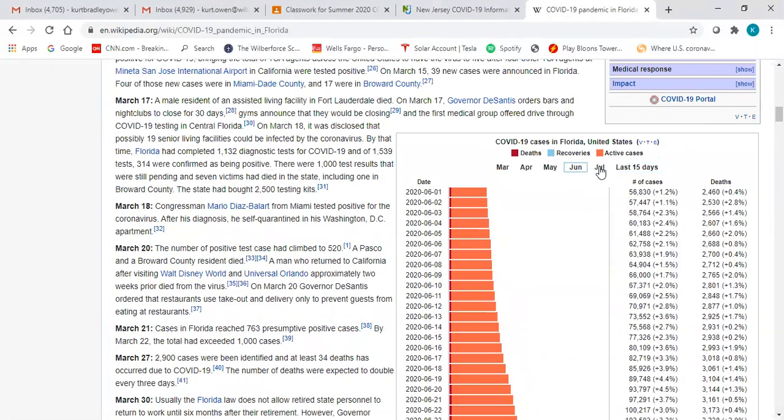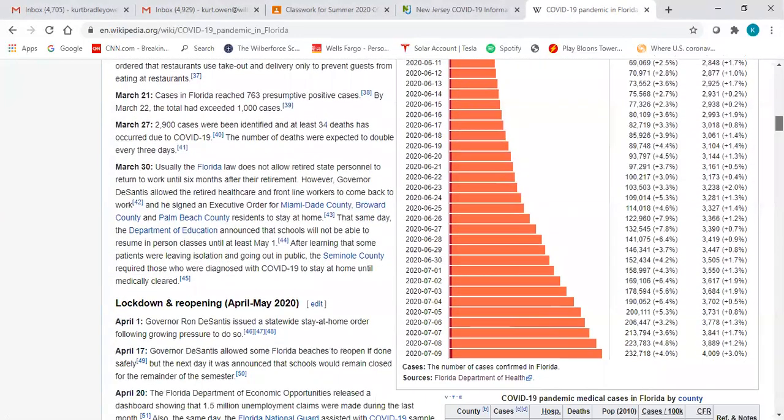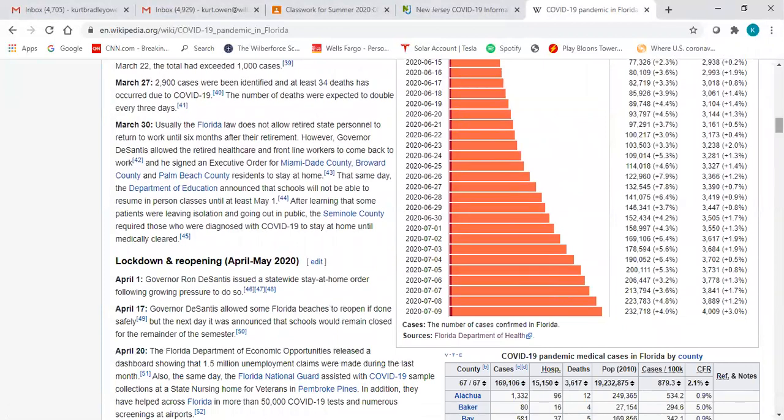Let's include June and July. This is only updated through July. Oh, actually, that's pretty good. Right now, it's updated through July 9th, and it's only July 10th. So we have some pretty good data, okay?